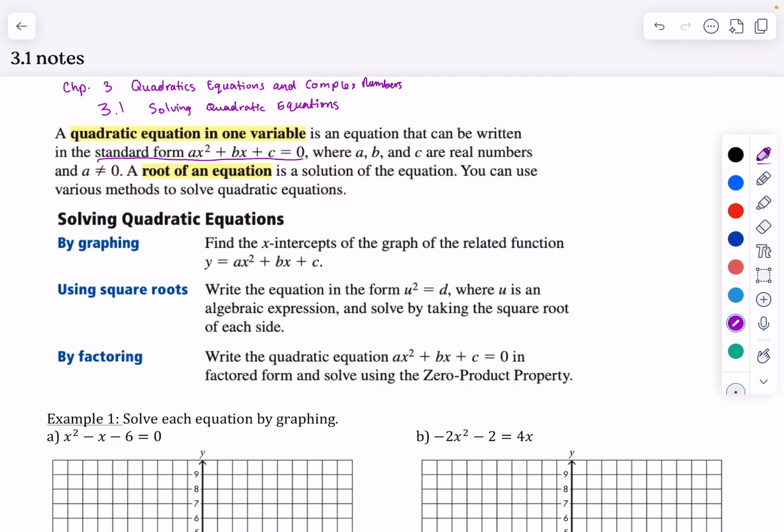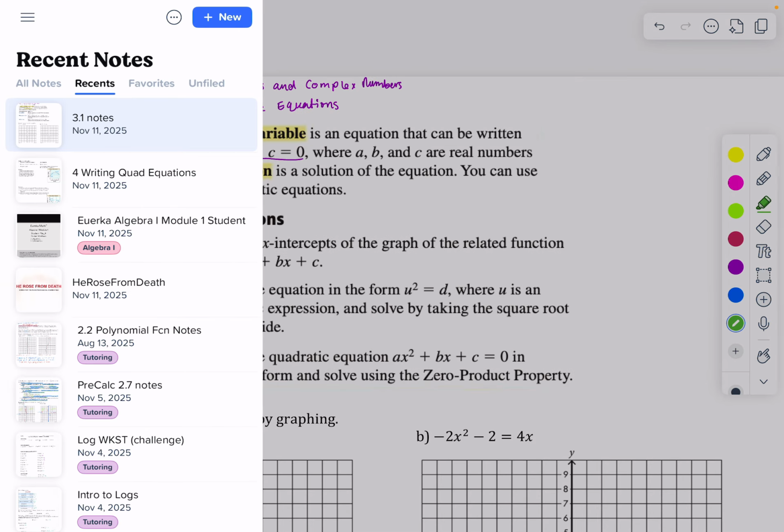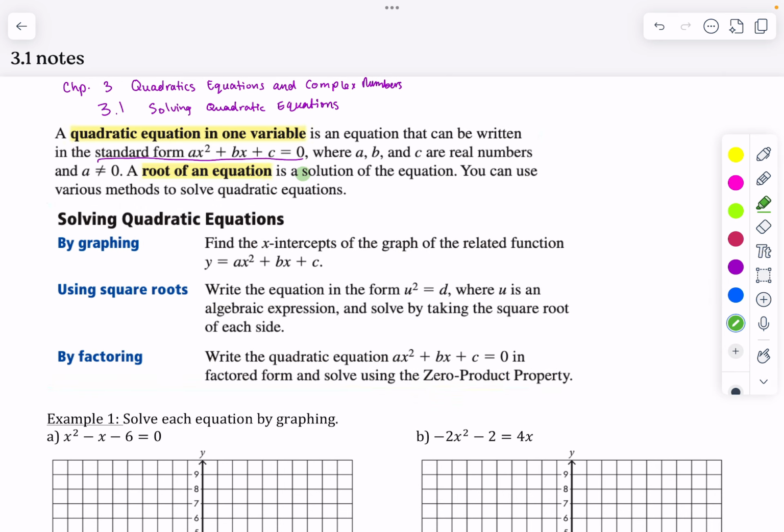When we're solving quadratic equations, we have different names that we give to that solution, okay? We could call it a solution. We could call it a root. Later on in the lesson, we're going to see that we could call it the zeros of the function, and they're also referred to as the x-intercepts of the equation, okay? So, some of the methods that we're going to learn today.